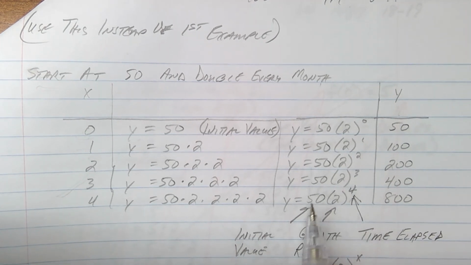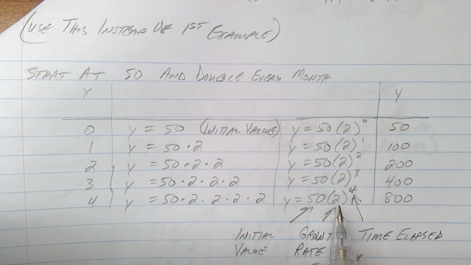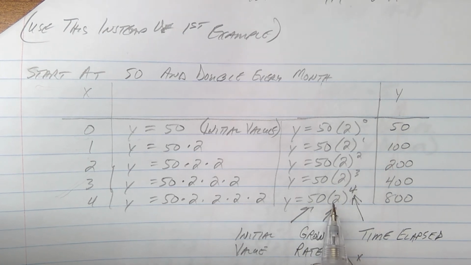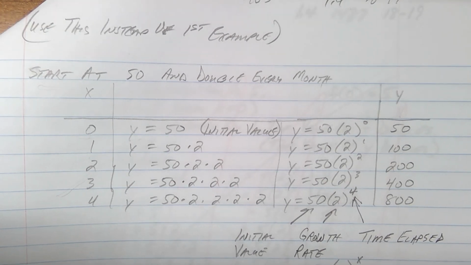All right? Remember, we call this initial value. Later on, when we talk about logarithms and exponential growth and exponential decay, we'll call this the growth rate. That's how fast is your 50 bacteria growing. Well, pretty fast. They're doubling every month. So this is how fast they're growing. And then up here in the exponent, that's going to be your elapsed time.